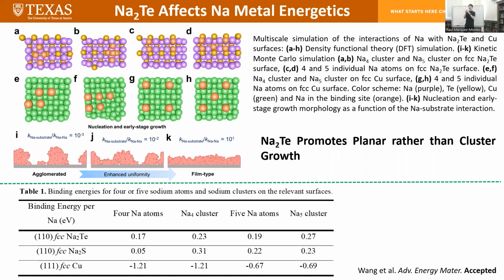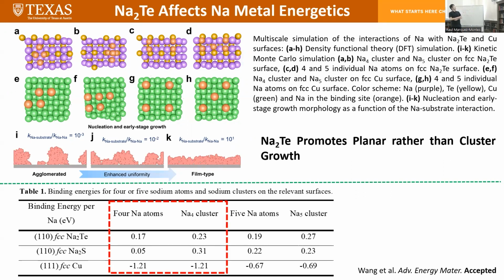Basically, if it's more preferential to form clusters, then it's related to dendrite growth. If atomic growth is more preferable, then planar growth might be favored. So we calculate the binding energy between those two configurations. Then we can conclude which one is more favorable through those simulations. And then those are the results.